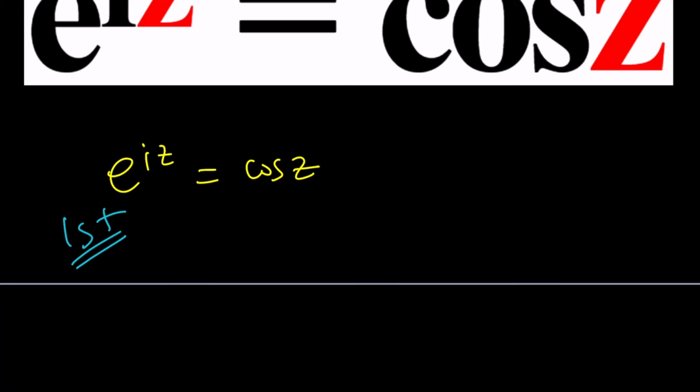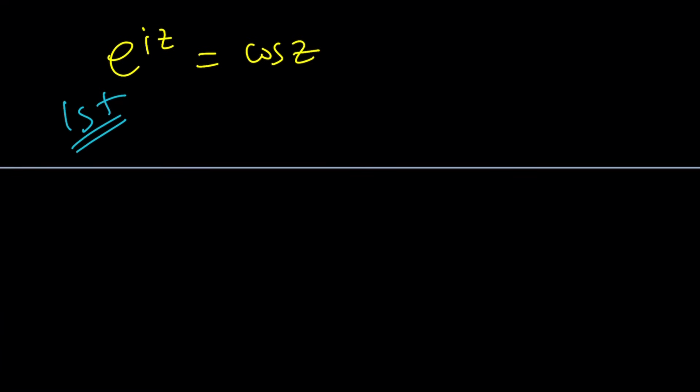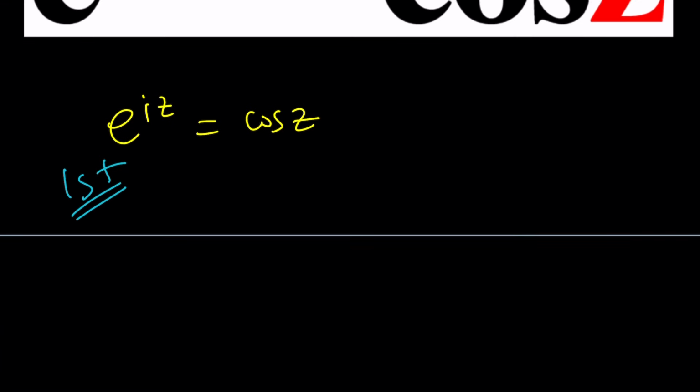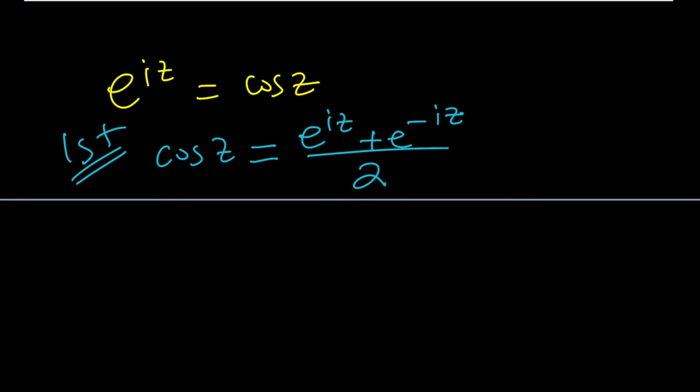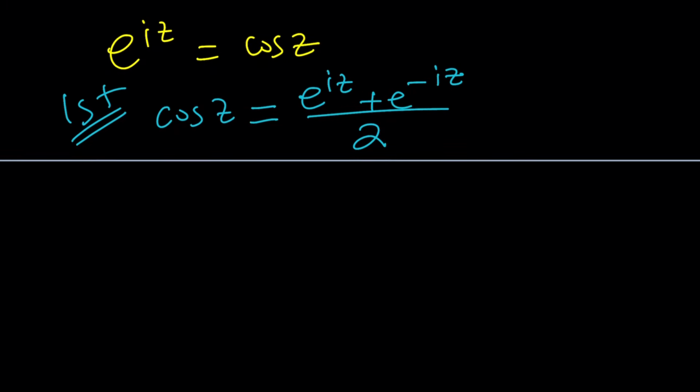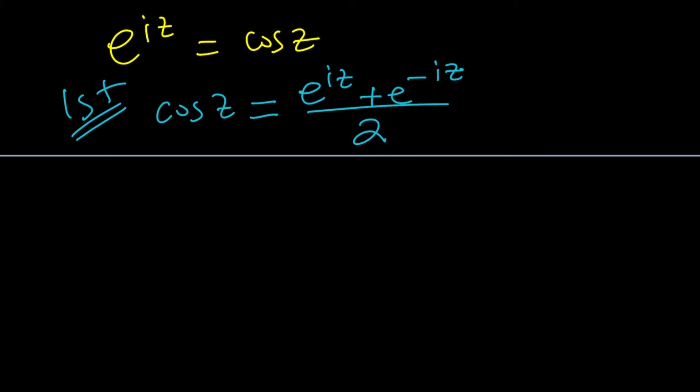We have an identity for cosine z. If you remember, we talked about this in lecture videos too. Go ahead and check them out if you haven't done so. But cosine z can be written as e to the iz plus e to the negative iz divided by 2. We're going to talk about the reasons later, because I just want to use this without giving away too much, and then later on when we do the other methods we're going to have a better idea. Okay, so let's just plug it in.